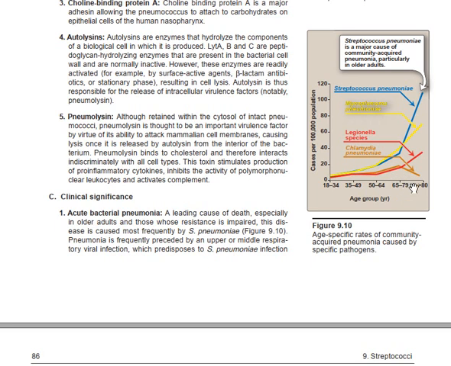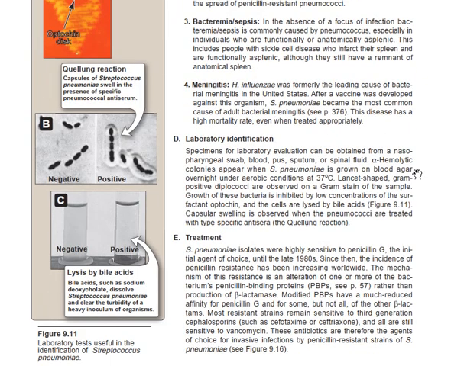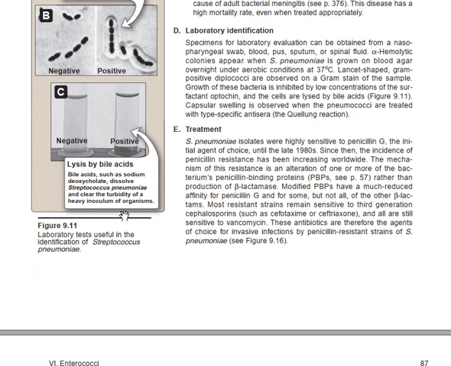Now, between 65 to 75 years, the most prevalent is Streptococcus pneumoniae. Then after that is Mycoplasma pneumoniae. Then we have Legionella species, and the least is Chlamydia pneumoniae. So this diagram is now going to show you laboratory tests that are useful in the identification of Streptococcus pneumoniae.